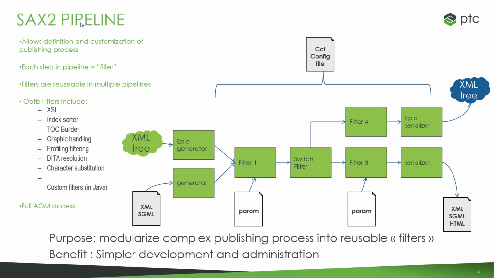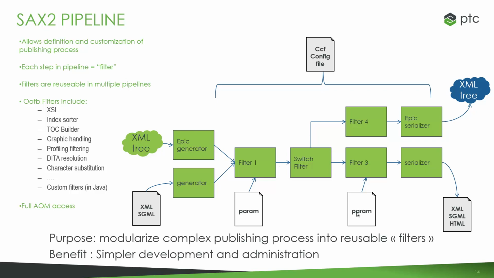I was mentioning the SAX2 pipeline. SAX is a technical specification which is maintained by a non-profit organization. It says that a complex transformation can be implemented as a sequence of small, dedicated, unitary transformations. For example, one of these steps can be the generation of the table of content. Another can be the substitution of characters between one character set and another character set. It can be applying an XSLT style sheet, or it can be resolving the conrefs in a database document. Each transformation step is implemented in what is called a filter.